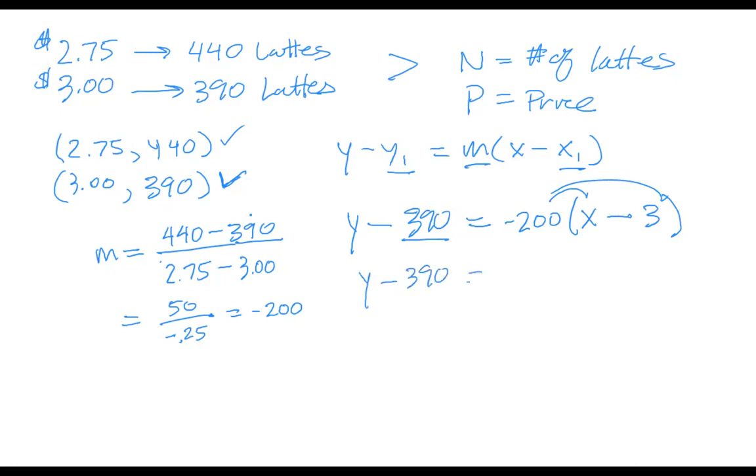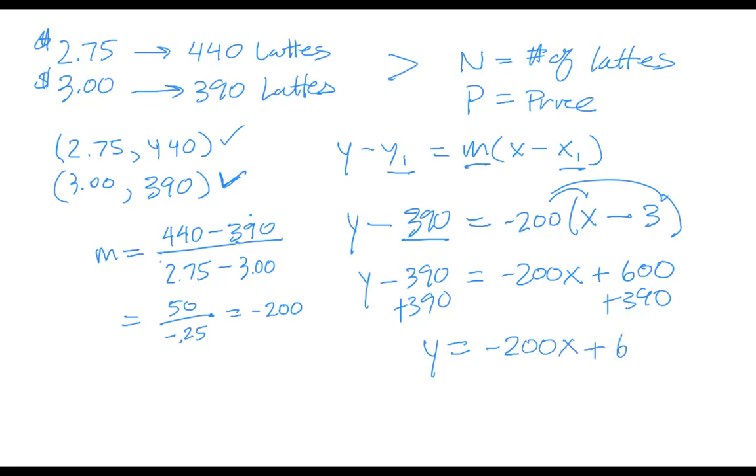So negative 200x. And then negative 200 times minus 3 gives me plus 600. And then to solve this for y, I finally just add 390 to both sides. So the equation of the line that reflects this relationship is negative 200x plus 990. So this is the first part of our problem.